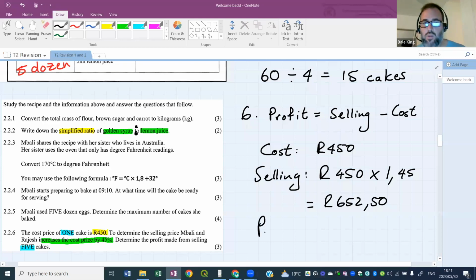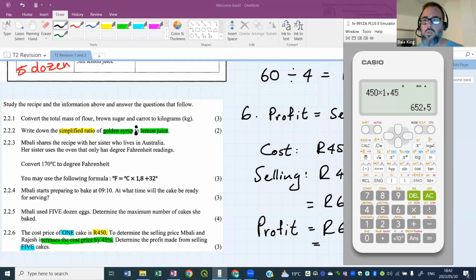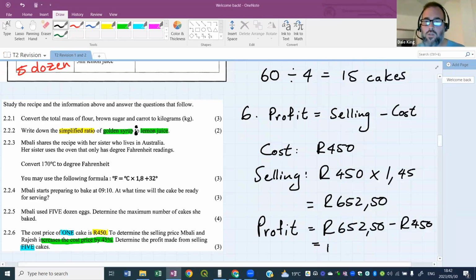So the profit, like we see in the formula, is take your selling price, which is 652,5, and subtract your cost price, which is 450. All right. So I'm just going to take this answer and subtract 450. And that gives me 202,5. Now, a lot of people are saying this is 202,5. So you guys did very well up until here.